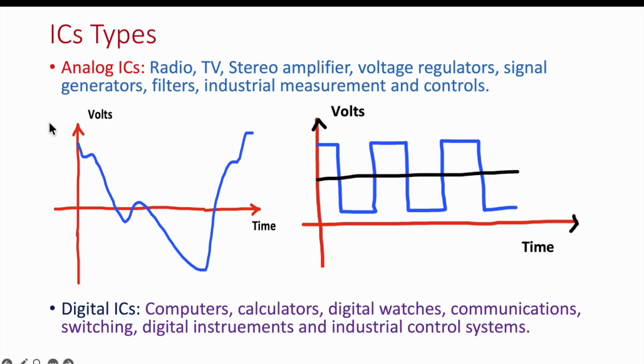We have different types of ICs. The first one is the analog IC, which is used in radio, TV, stereo amplifiers, voltage regulators, signal generators, filters, industrial measurements and controls. The second type is digital ICs, which are used in computers, calculators, digital watches, communications, switching, digital instruments and industrial control systems. If you see the analog, this type of waveform is known as an analog waveform, which is continuous in time. But if you see the digital, that is a square waveform.